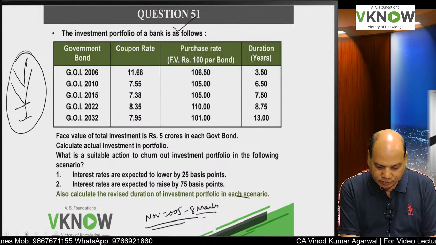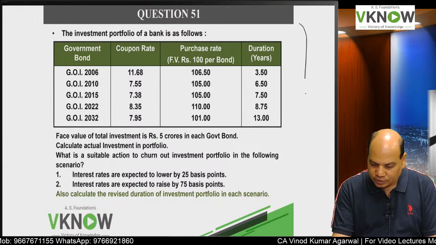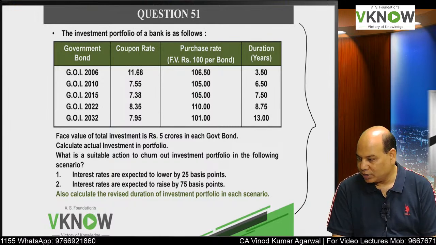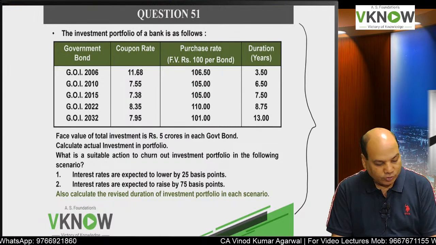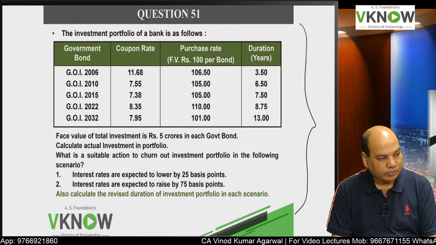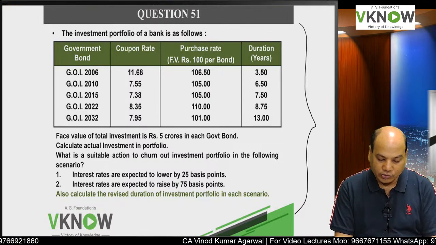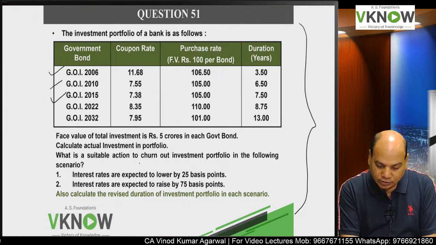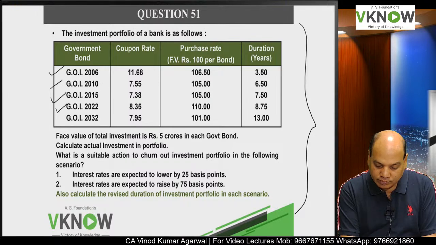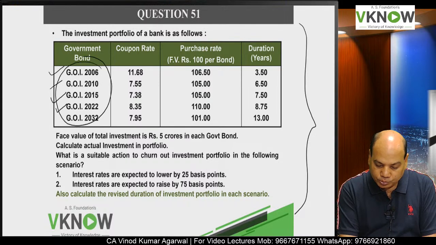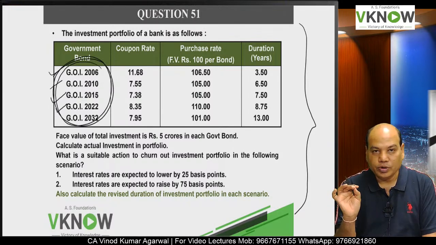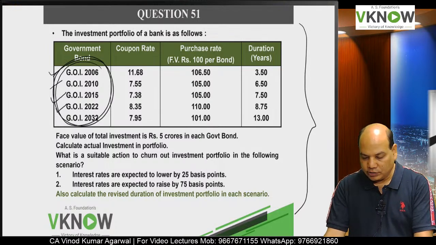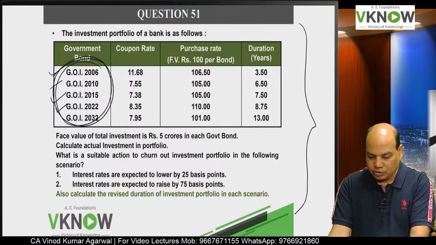Write down, important. One day you will also become a fund manager and you will have to solve questions like this practically. The investment portfolio of a bank is as follows. The investment portfolio of a bank has got 5 bonds in the portfolio, and we have seen one of the properties of the bond. The duration of a portfolio of bonds is the weighted average duration.